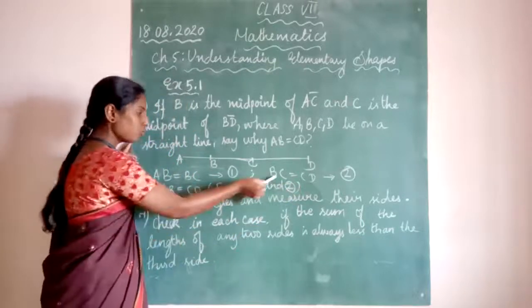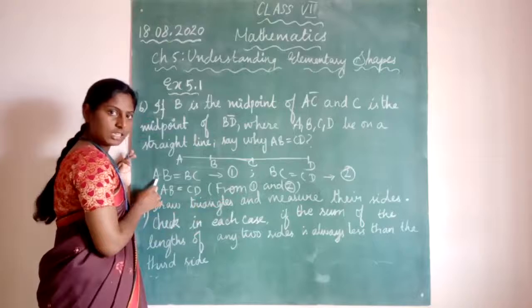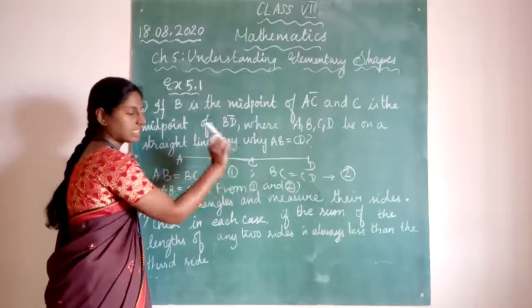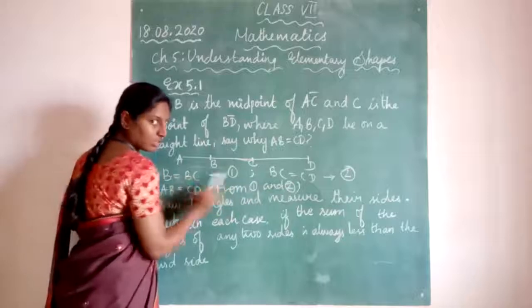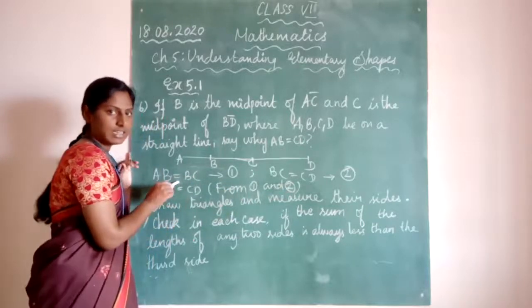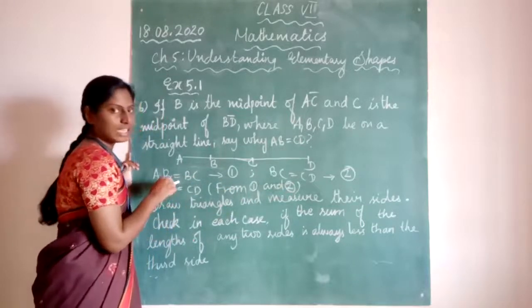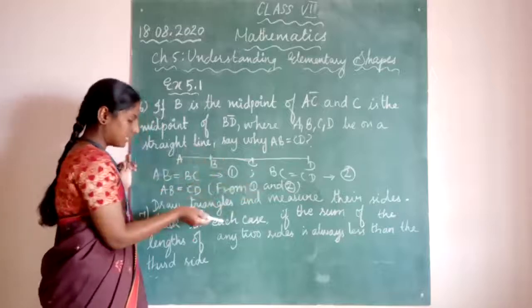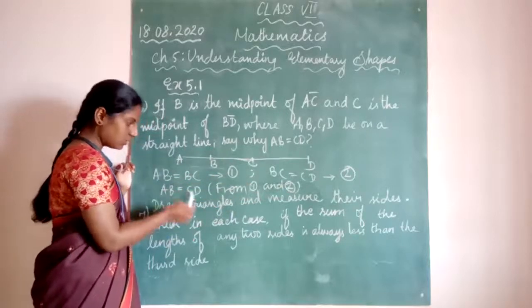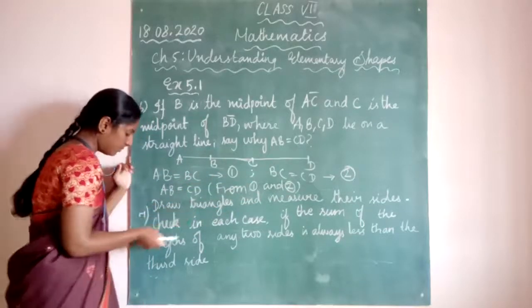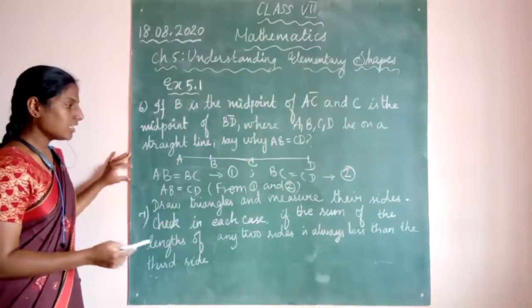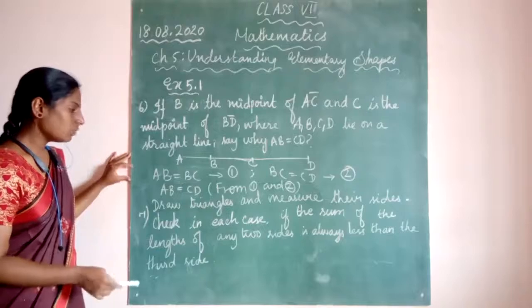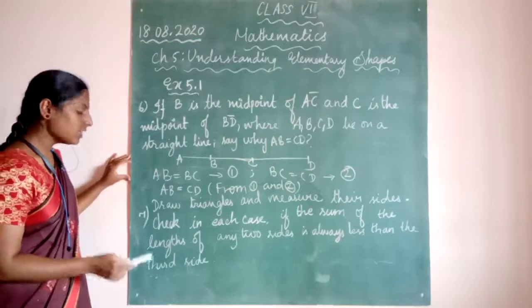You can write from 1 and 2, you can say that AB is equal to CD. In place of BC, you can write AB or not? In this equation, yes. Then, in this equation, in place of BC, you can write CD or not? Yes. Is it clear? So, like that, you can compare both these equations and you can say that AB is equal to CD. Clear? Okay. Then, 7th one, draw triangles and measure their sides. Check in each case if the sum of length of any two sides is always less than the third side.